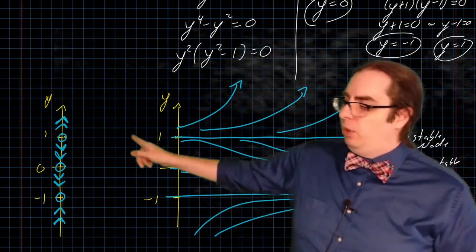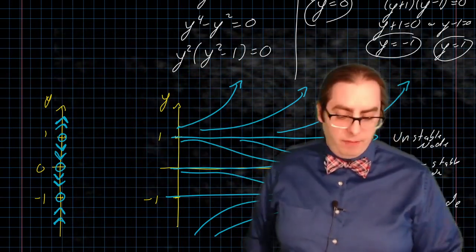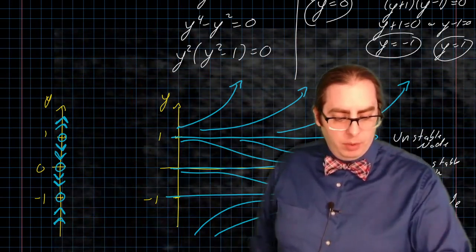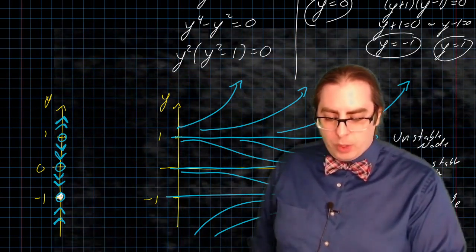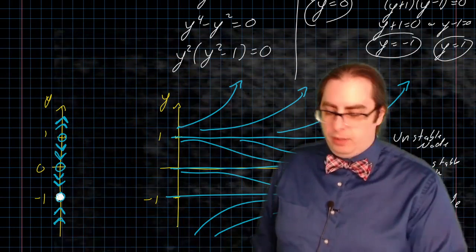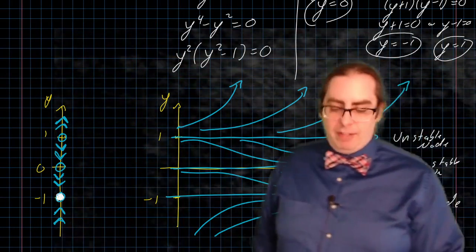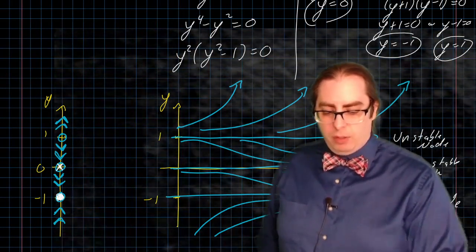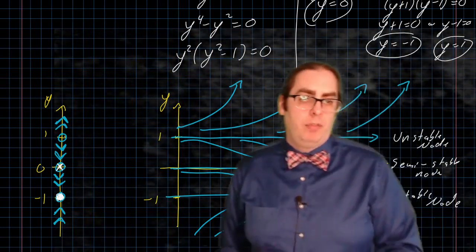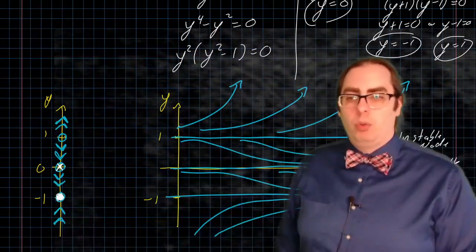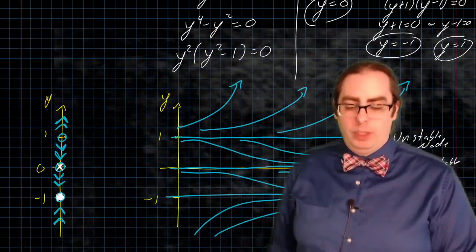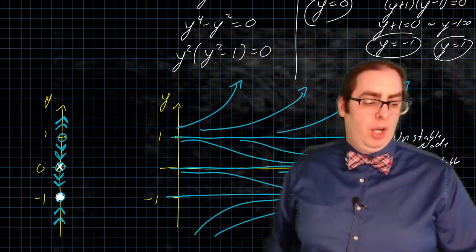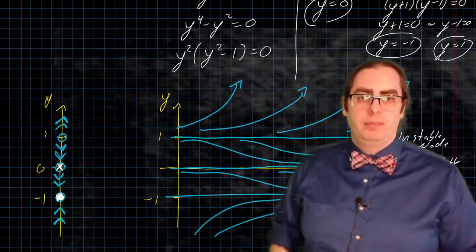And the last thing I want to do is come over here to my phase line. Whenever we have a stable node, we draw the circles filled in. Whenever we have a semi-stable node, I've seen a couple of different markings for that. My personal favorite is to draw the node with a plus or an X in it, whichever is more readable. And then an unstable node stays open as it was drawn in the first place.